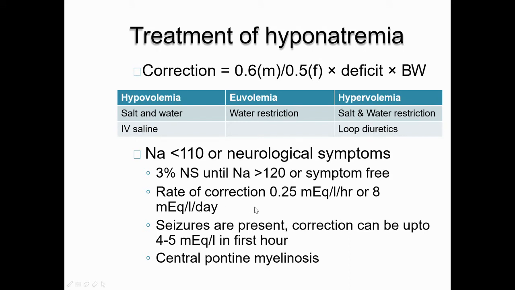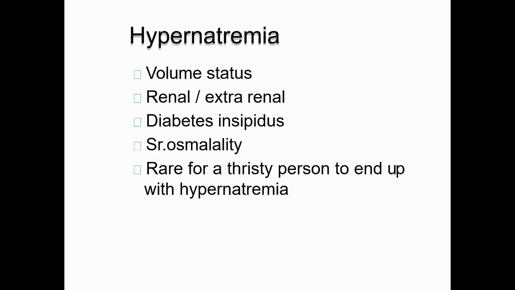And in case seizures are present, we'll go for correction, and we can give up to 4 to 5 milliequivalents in the first hour. And then central pontine myelinosis, you can get central pontine myelinosis. In case of hypernatremia, we will see the volume status, and then go for renal and extrarenal causes, which can lead to diabetes insipidus, and then we'll look at the serum osmolality.